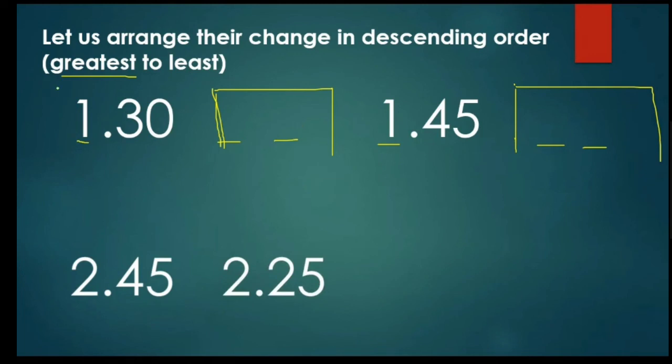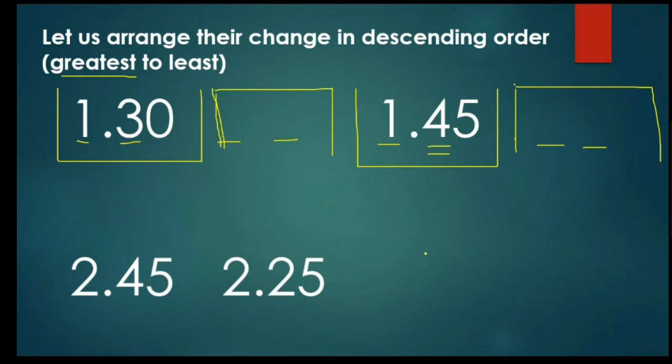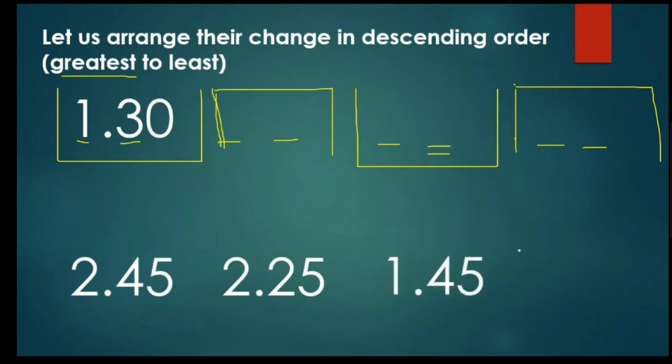Next, we have the remaining numbers, which are 1.30 and 1.45. Since they have the same whole number, which is 1, we are going to move on to the next place value, which is 3 and 4. The bigger number between 3 and 4 is 4. So it means 1.45 is greater than 1.30. So this will be the next number. And the last one will be 1.30.